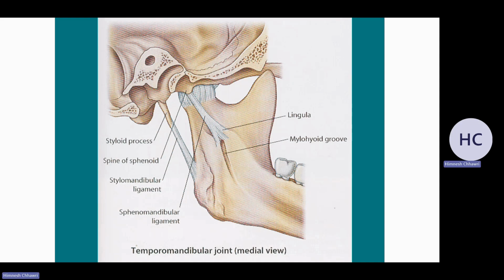We can see two of the ligaments in this picture. We can see the articular capsule very easily. Then we have the sphenomandibular ligament and the stylomandibular ligament. We'll talk about them later, but just to have a picture, this is a medial view. That is, you're looking at the TMJ from your tongue area.